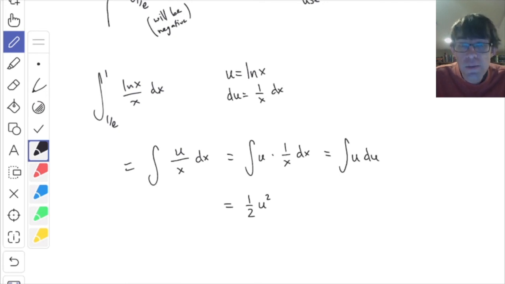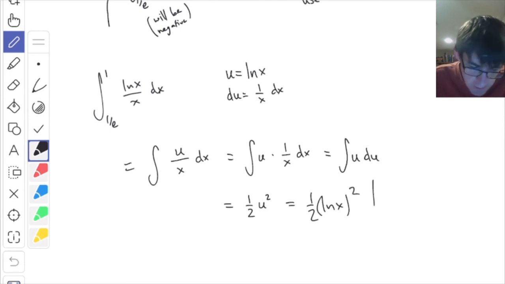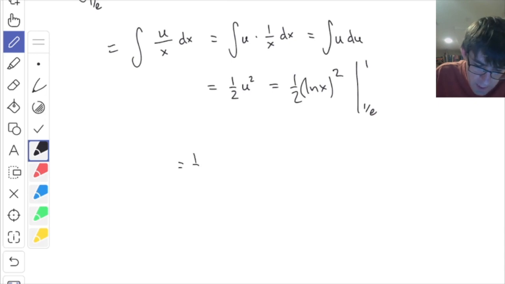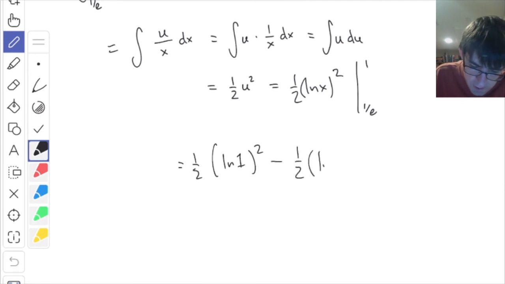And then to complete the u substitution, I replace the u's with the x's. So 1/2 ln x squared. All right, and now finally, this being a fundamental theorem of calculus question, I'm going to plug those two values in. What do we get? 1/2 and then ln of 1 squared minus 1/2 ln 1 over e squared.